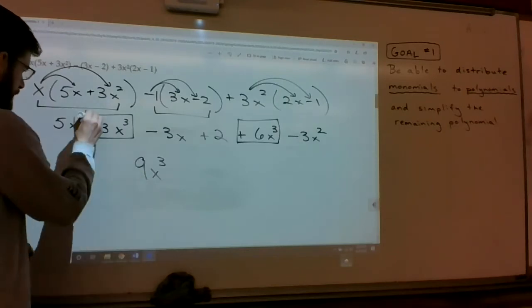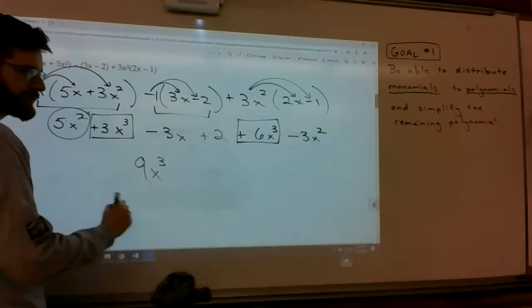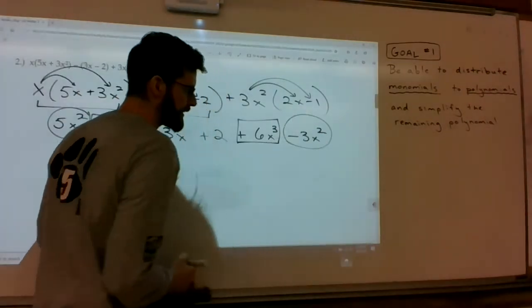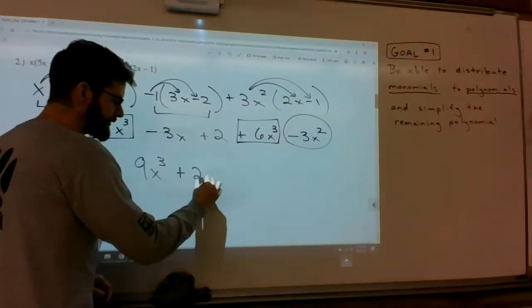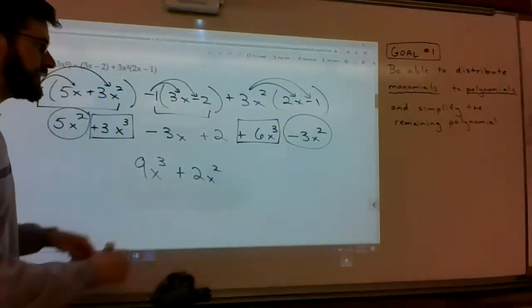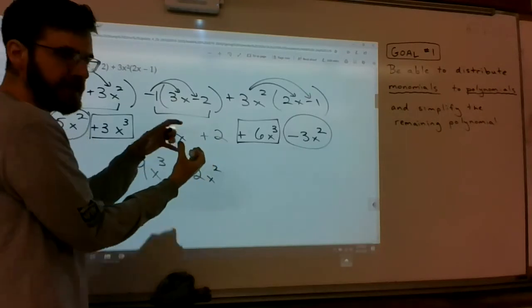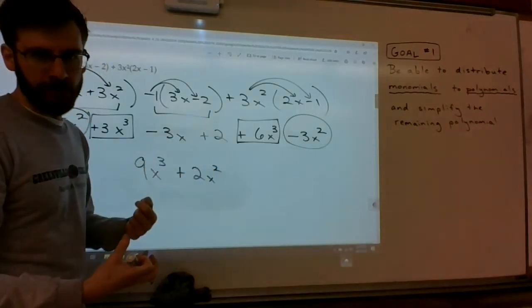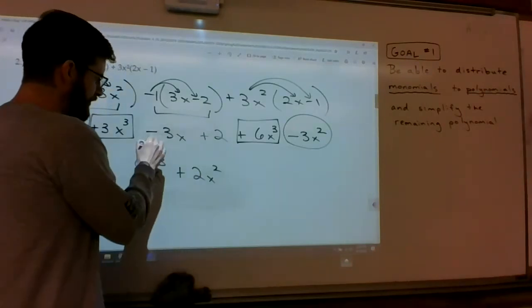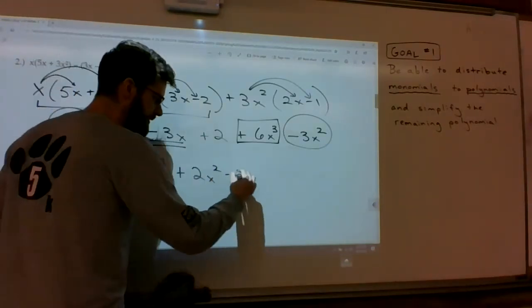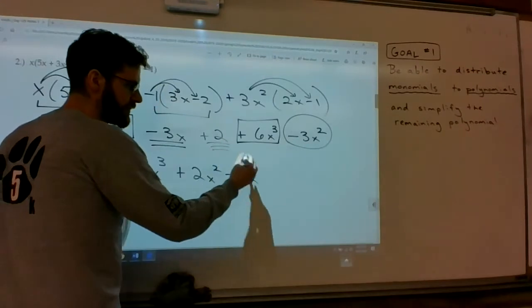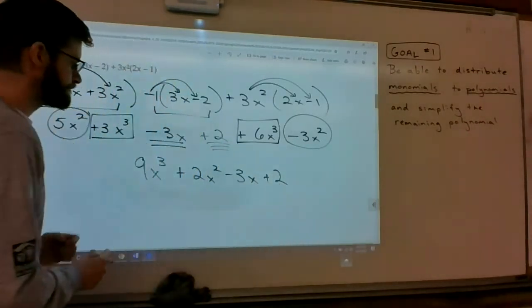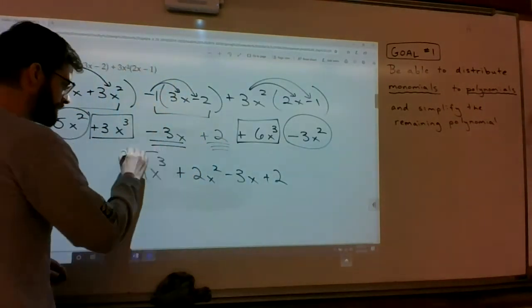The x squareds go next. 5x squared minus 3x squared is positive 2x squared. And then these two parts won't actually be combinable. However, we still need to include them in the final polynomial answer. So the negative 3x comes next, and then the positive 2 is the caboose. And there's our final answer.